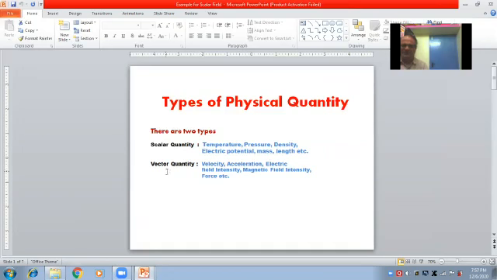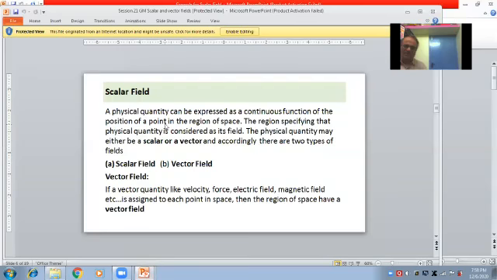There is another type of physical quantity in physics, called vector quantities, and these quantities have both magnitude and direction. Examples for these quantities are velocity, acceleration, electric field intensity, magnetic field intensity, force, etc. So by learning these two things, we'll move back to our topic, scalar field. Now I am going to explain what this scalar field is.